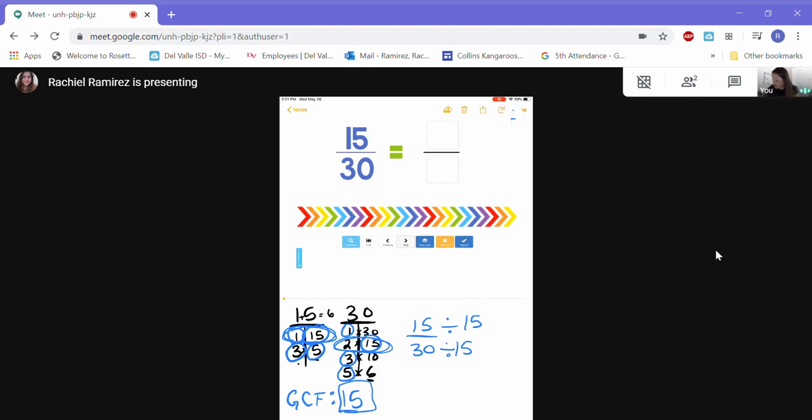So 15 divided by 15 is 1. And we see that here. 30 divided by 15 is 2. And we see that here. That's how he got those numbers. He divided in his head because they are pairs with each other. So what he did, he just pulled those numbers from the T-chart and he didn't divide. However, that is a shortcut to finding the simplest form.